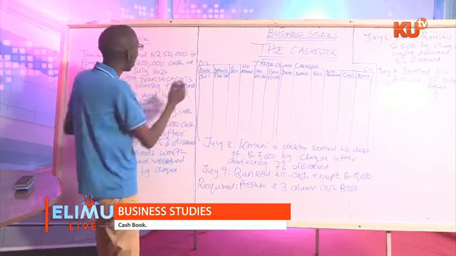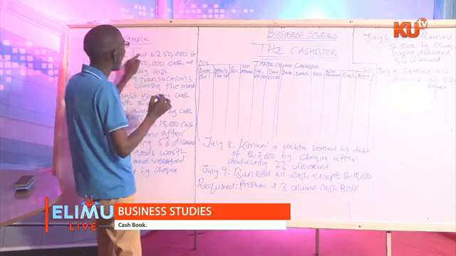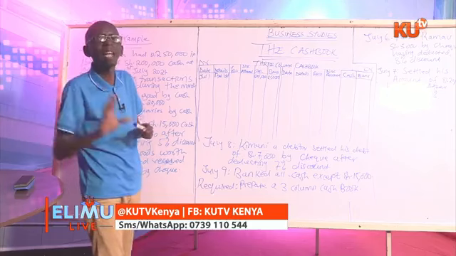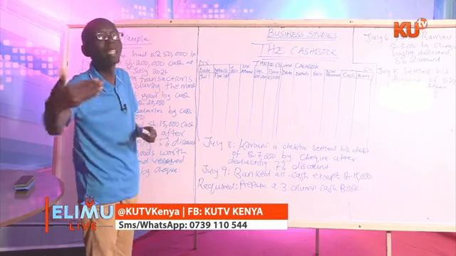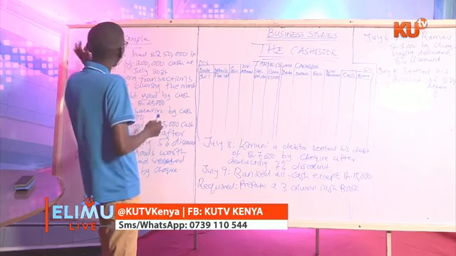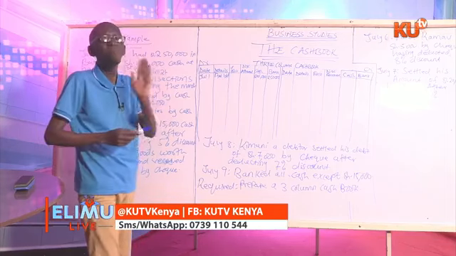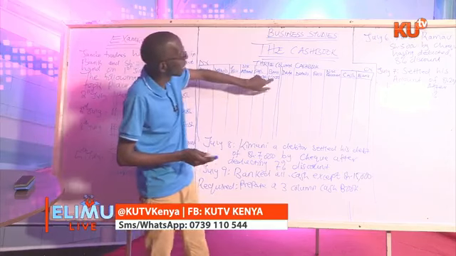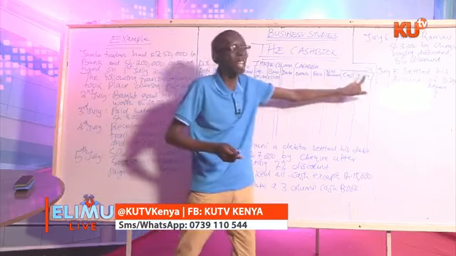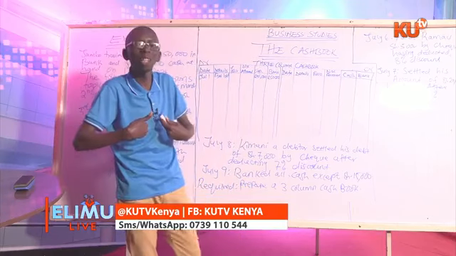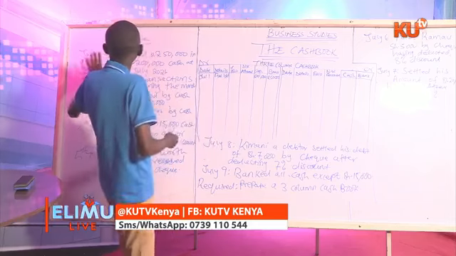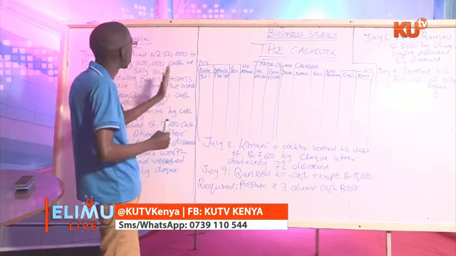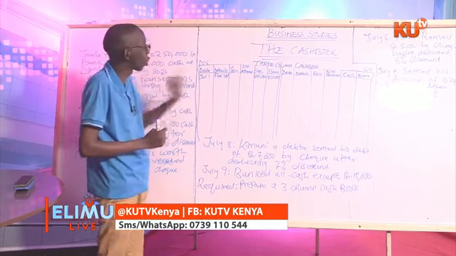My dear students, sometimes you'll be told Jumbo Traders had a bank overdraft of 250,000. An overdraft is a bank debt. So we would have recorded the amount of bank on the credit side, because that is a debt that Jumbo Traders owes the bank. But now we are told Jumbo Traders had 250,000 shillings in bank and 200,000 shillings cash at hand. That is balance brought down.